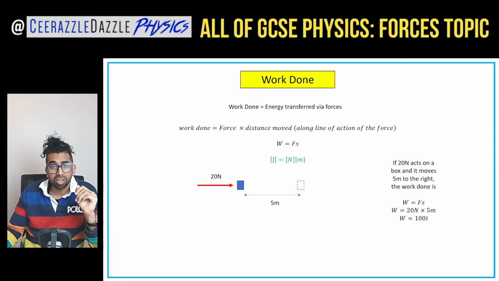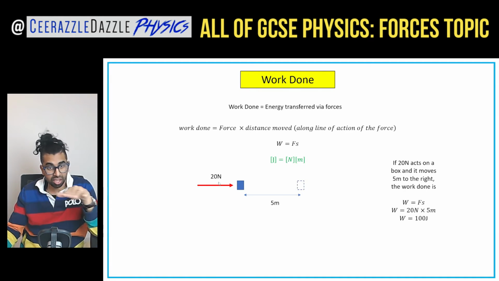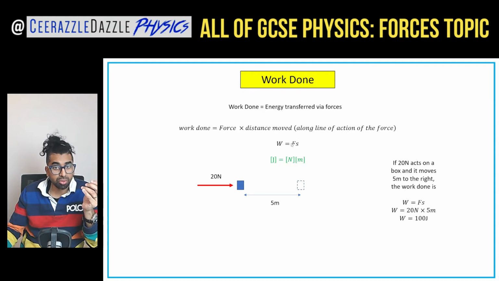Work done. The work done is simply going to be the energy transferred via forces. So work done is equal to force times the distance moved along the line of action of the force. That simply means that if I have a force acting in this direction, I'm looking at the distance in that same direction. So work done, W, is equal to F times S over here. Work done is energy, therefore it's going to be measured in joules. The force is in newtons, capital N, and the distance is in meters over here. And look, on the right hand side, I've got a simple calculation which you can pause the video and obviously go through it yourself.